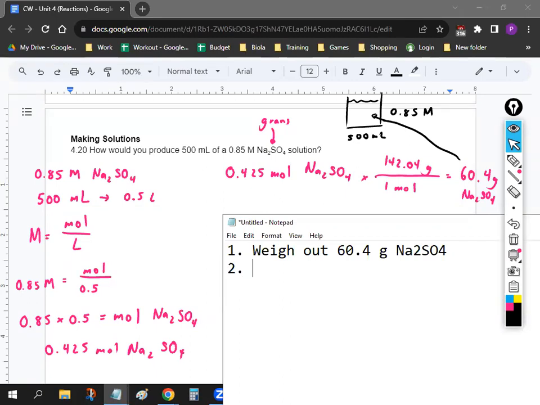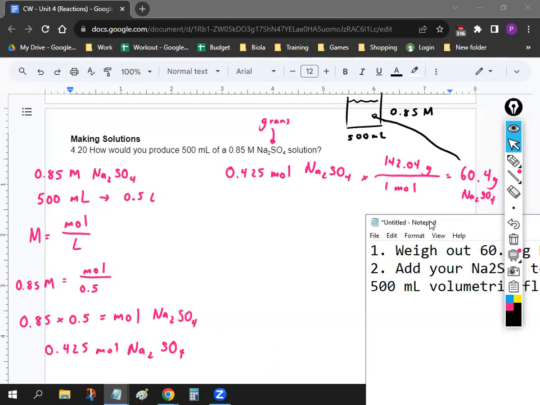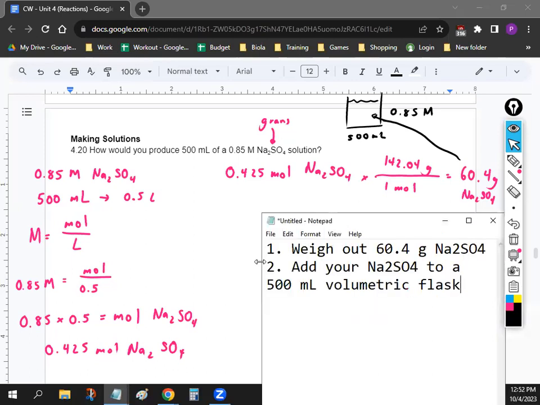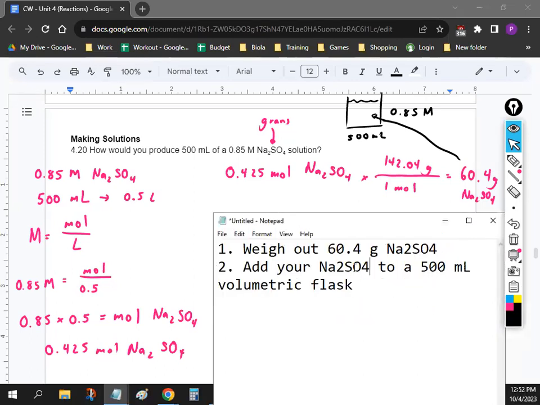All right, step 2, you guys good so far? Step 2 is very important. You want to add your Na2SO4 to a 500 mL graduated cylinder. Not graduated cylinder, oh my gosh. Volumetric flask. And I'll talk about why that's very important in a second. But you're going to add your compound to a 500 milliliter volumetric flask. And we do 500 milliliters because that's the size of the solution that you wanted.